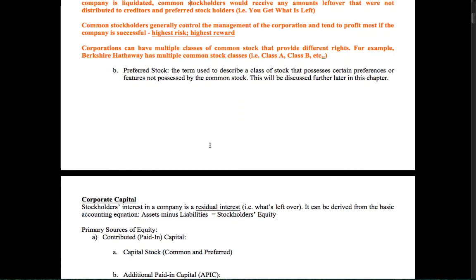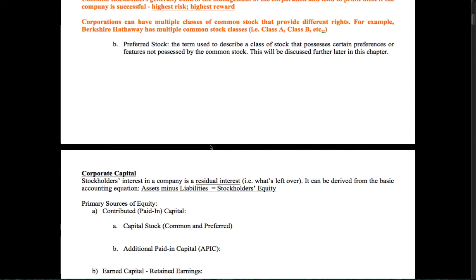Next, let's go on to preferred stock. Preferred stock is the term used to describe a class of stock that possesses certain preferences or features not possessed by the common stock. We will discuss this further on later in the chapter, but I just wanted to give you a brief outline here while we are in this section.